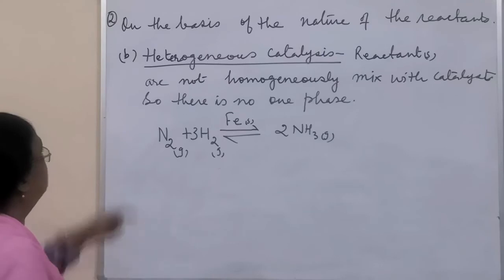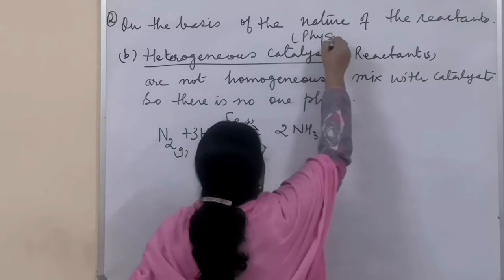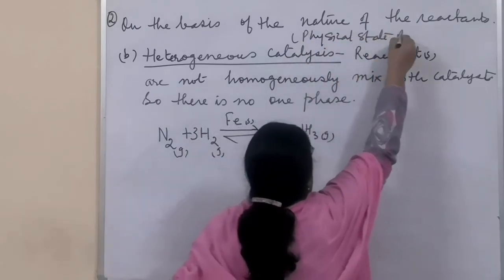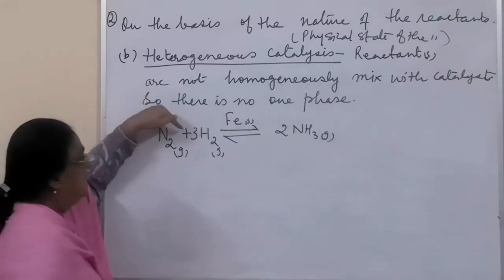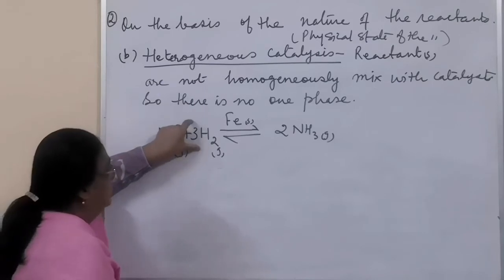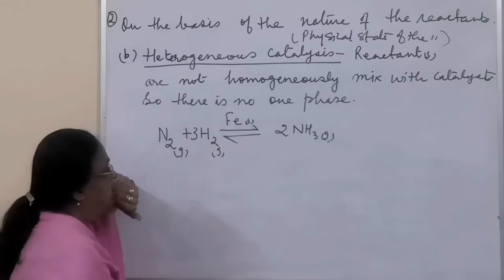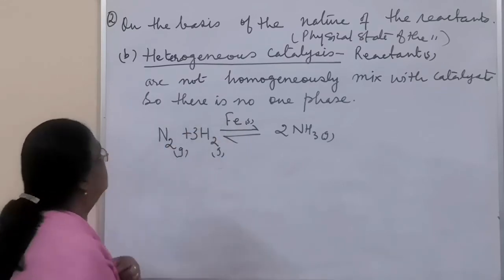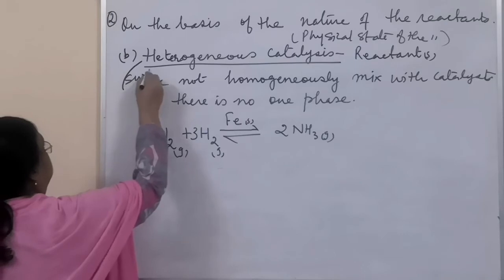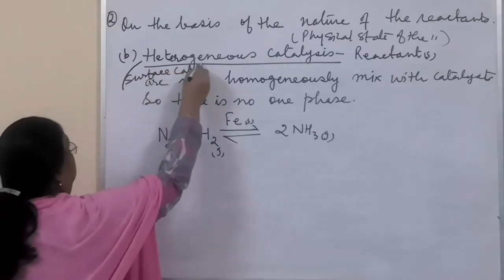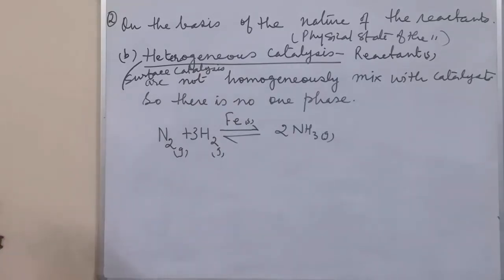So on the basis of the physical state of the reactant, here the reactant is gas and the catalyst is solid. Since it is taking a solid catalyst, the reaction takes place on the surface. Therefore it is also called surface catalysis. Okay.